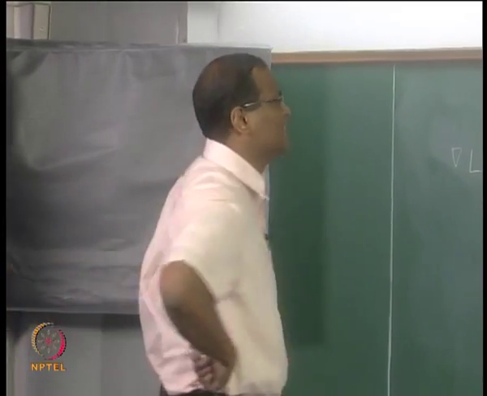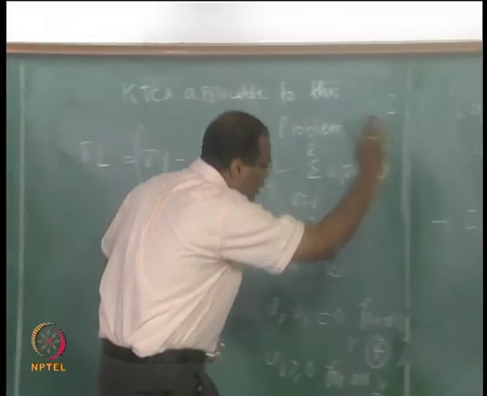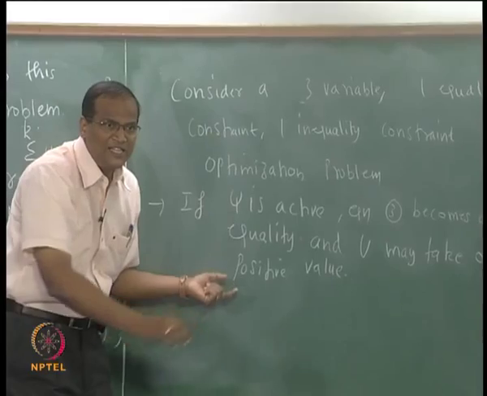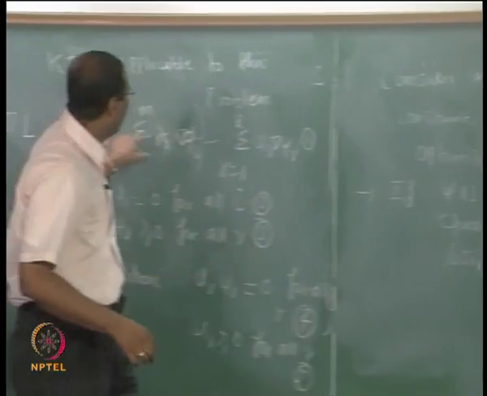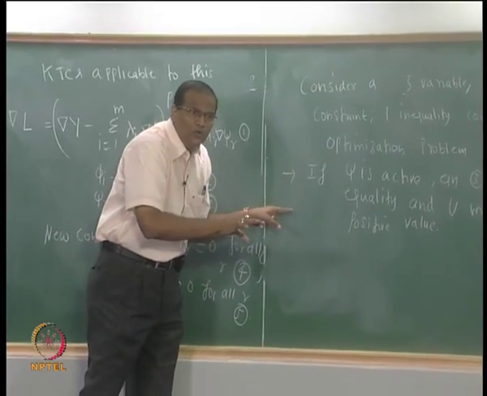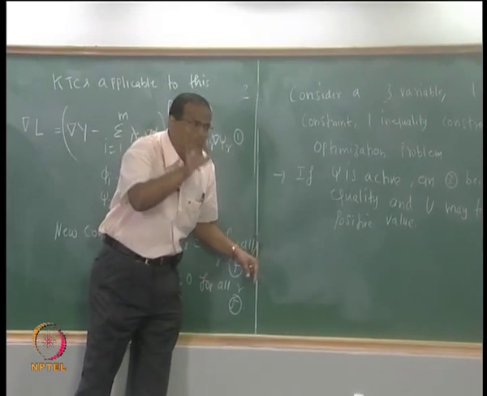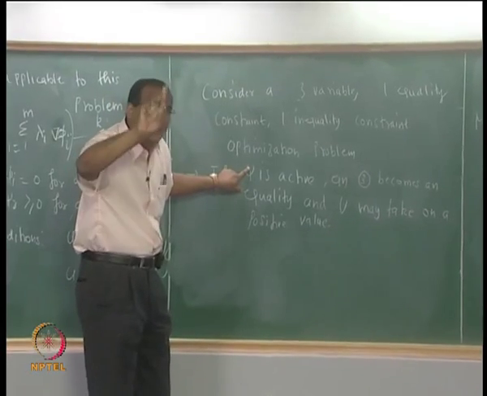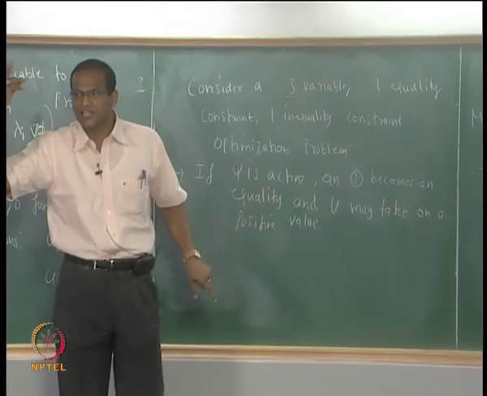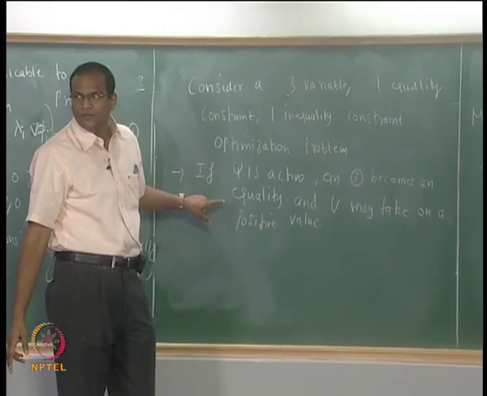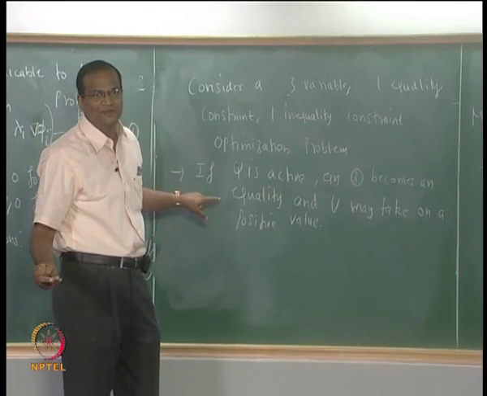Alternatively, you can use the KTC condition, assume that a particular inequality constraint is active, and solve the resulting set of equations. Apart from lambda, you will also get u. Look at the nature of the u. If u is negative, your original assumption that psi is active is wrong. Therefore, that can be omitted from the calculation in the next iteration. How many of you didn't follow this?